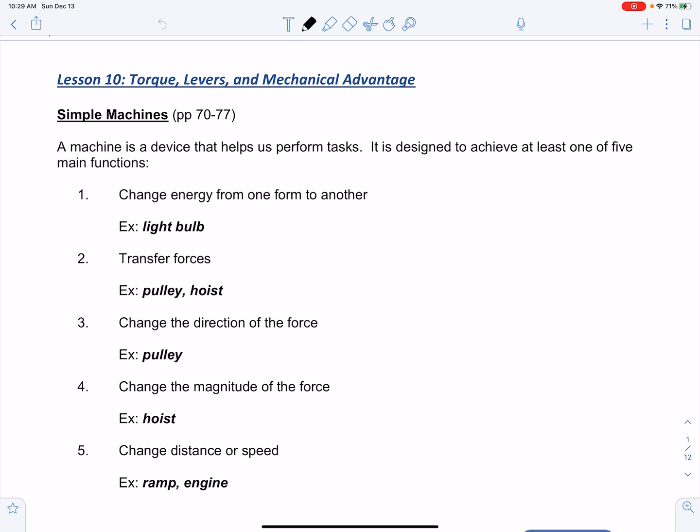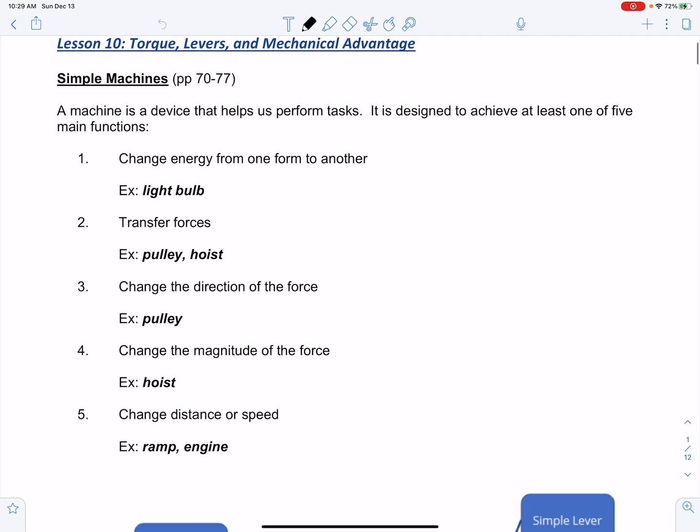Number 2, transfer forces. Example, a pulley or a hoist. Number 3, change the direction of the force. Example, a pulley. Number 4, change the magnitude of the force. Example, a hoist. Number 5, change the distance or speed. For example, a ramp or an engine.